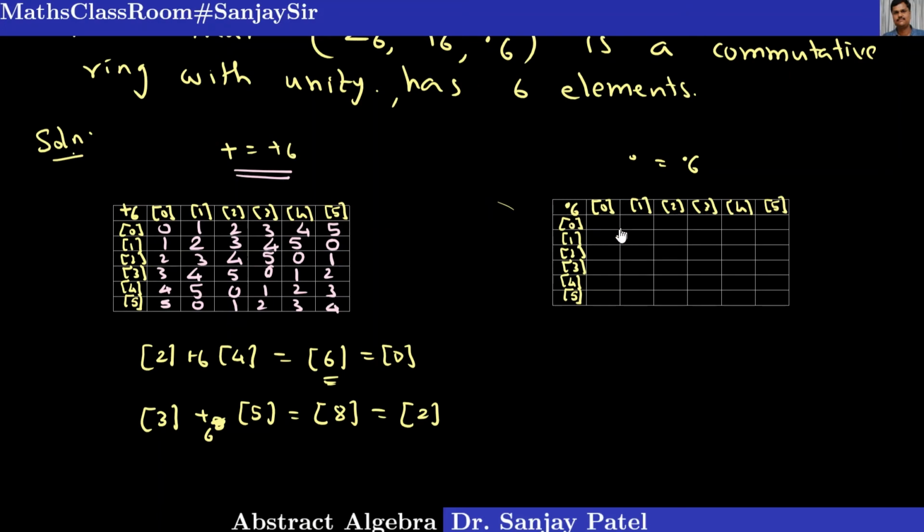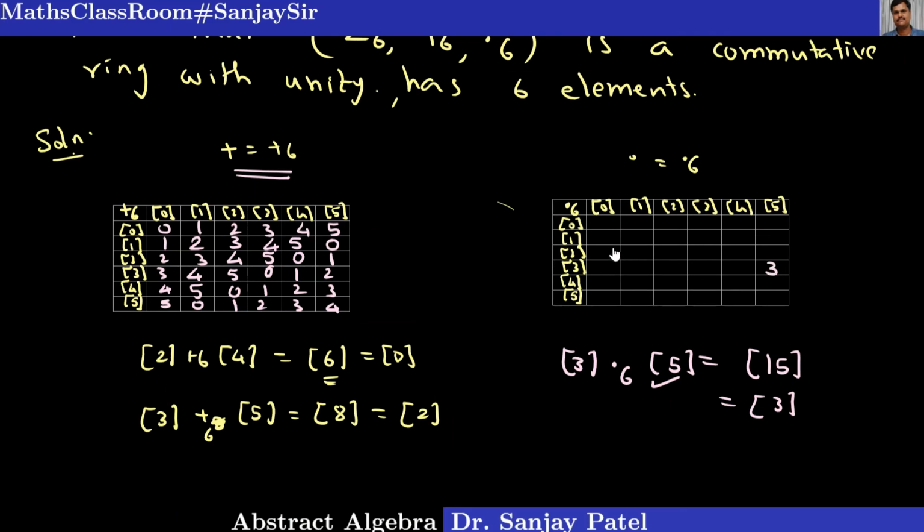Same way we follow the rule here, but now if you take two elements, say 3 and 5, and apply the operation of multiplication modulo 6, 3 5s are 15, we know, but 15 is congruent to 3 modulo 6, because 6 twos are 12 and the remainder is 3. So we must write 3 into 5 as 3. The 3 we take from this column and the 5 we take from this row. So 3 into 5 is somewhere here, and that I should write as value 3.